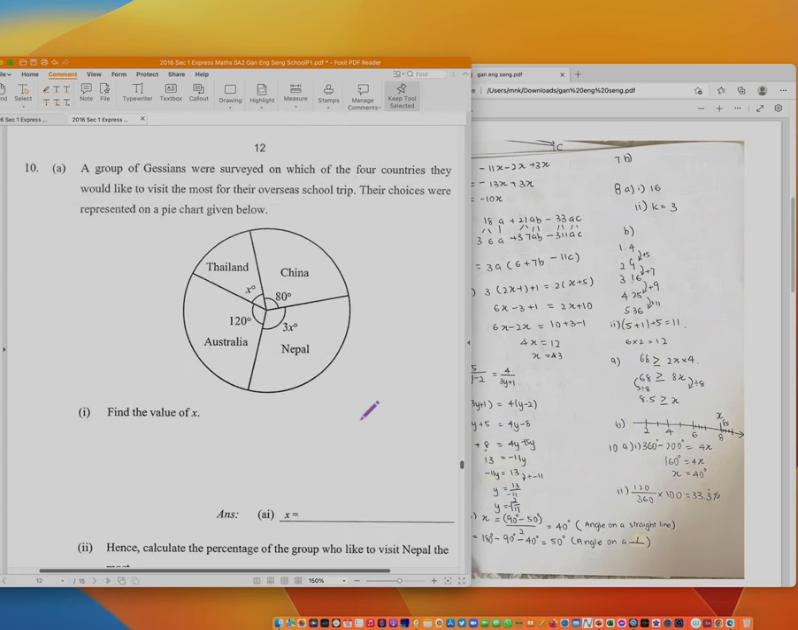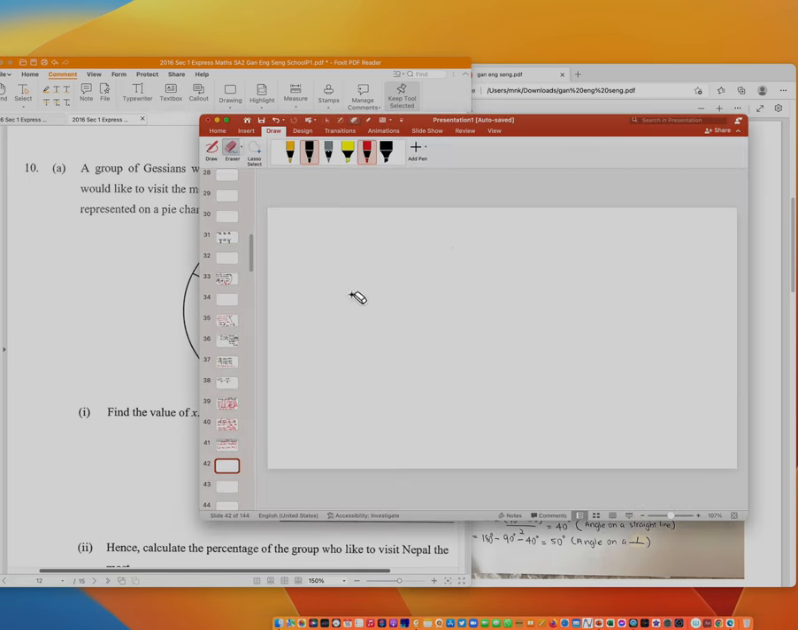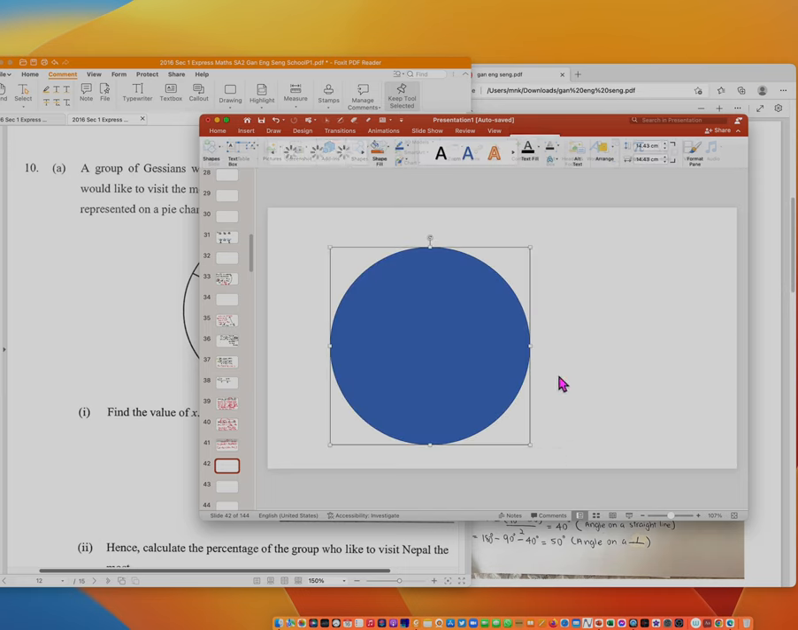I never learned pie chart before, so I'm not really sure about that. Pie chart is about proportionality. So what do I mean by that? You don't have to learn, because it's about proportionality. So let's talk about it, because soon you need to do it.